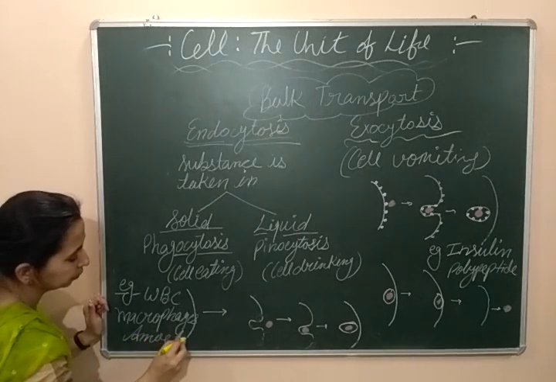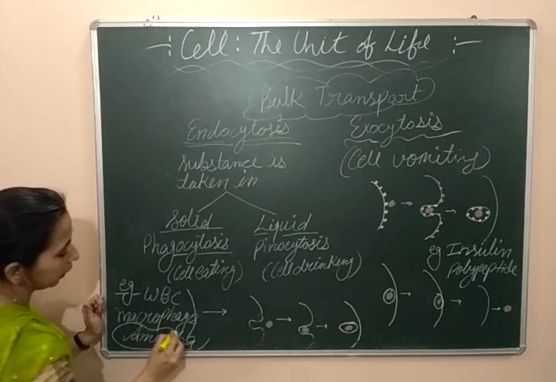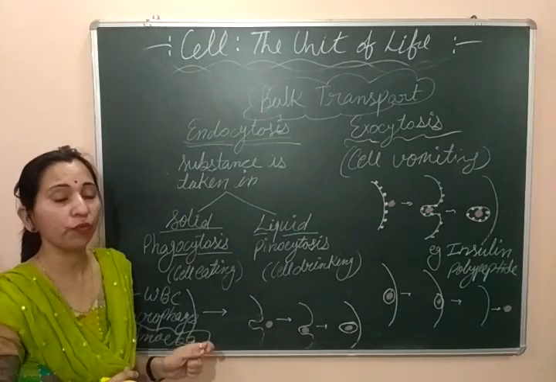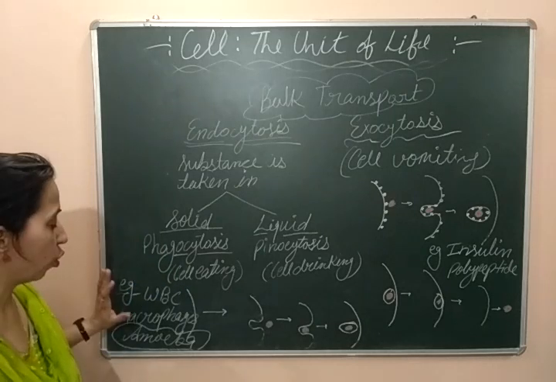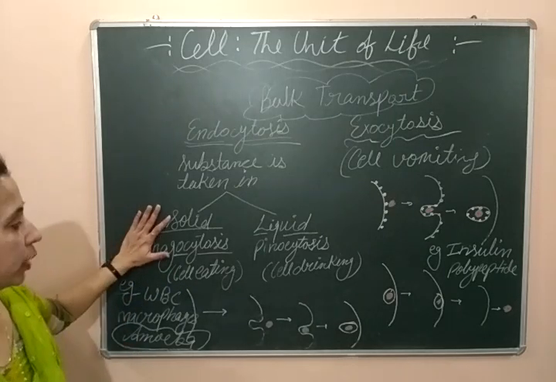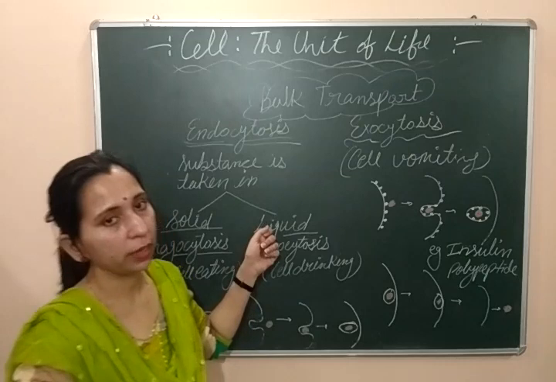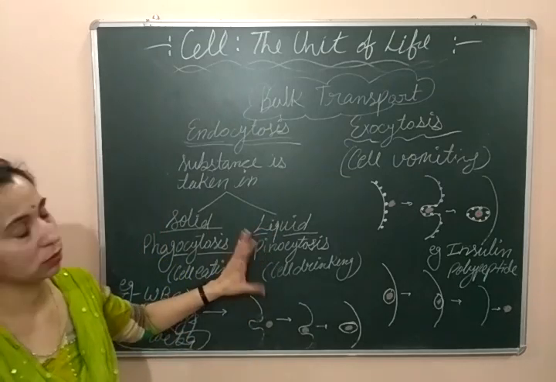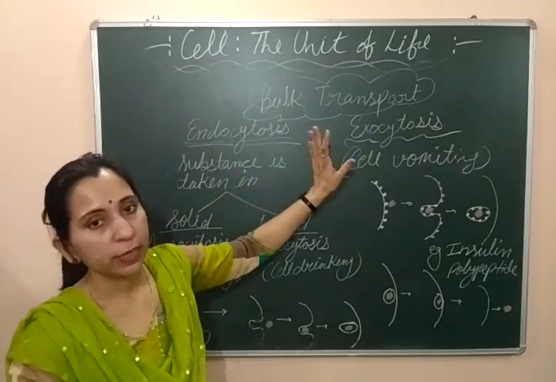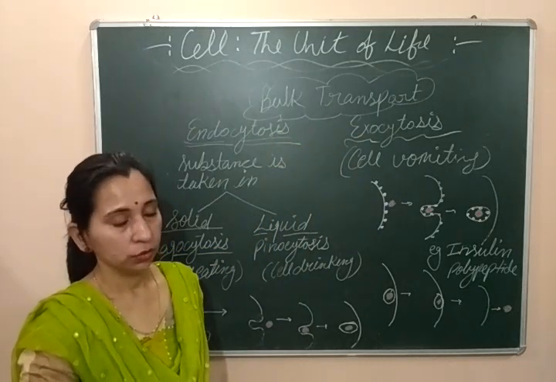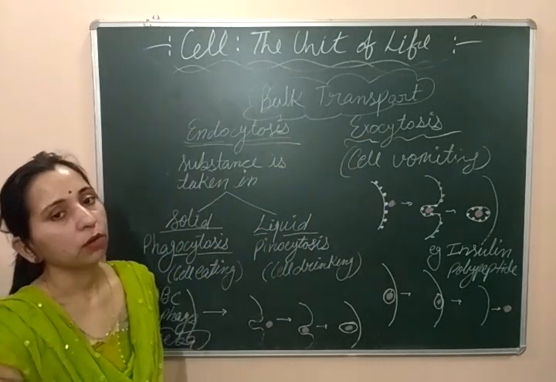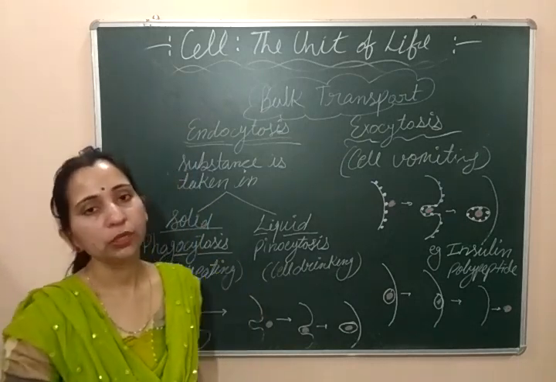Example of amoeba. Amoeba also takes its food by the process of endocytosis, and the process is phagocytosis. Means amoeba also takes its food through phagocytosis. And if the substance is liquid, then we call it pinocytosis. And in the case of exocytosis, the substances are released outside the cell. So this is about membrane transportation. We completed the membrane transportation.